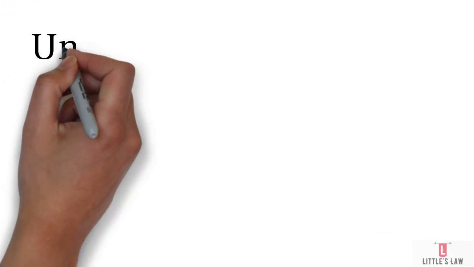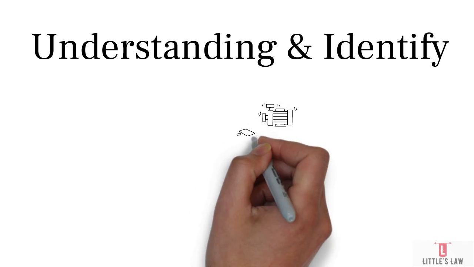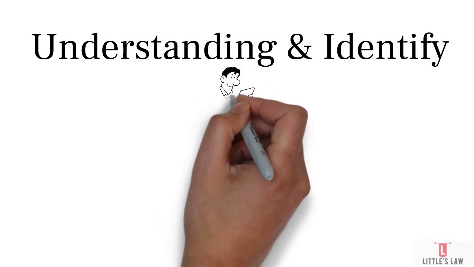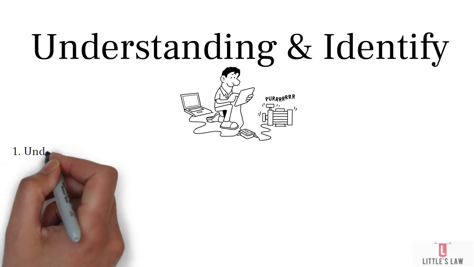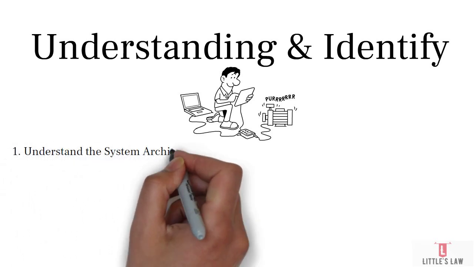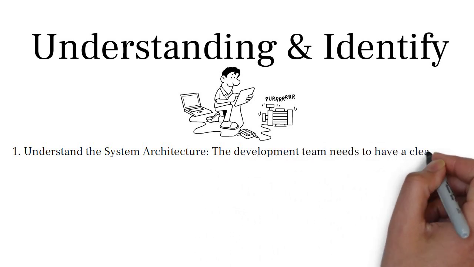understanding the system architecture. The development team needs to have a clear understanding of the system architecture, which includes its components, its dependencies, and the interactions. And in fact, it's not only the dev team, it's also the performance testing team. Everybody must have a clear understanding of the system architecture.